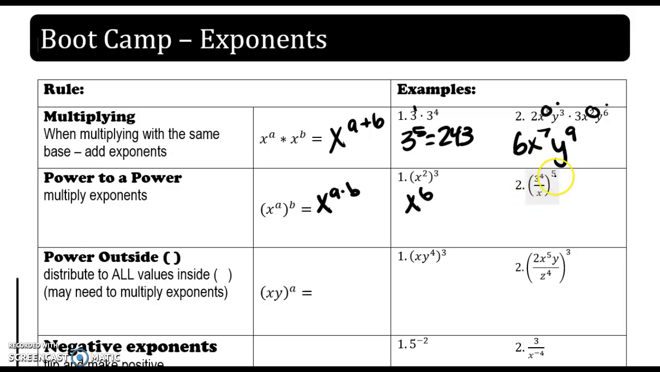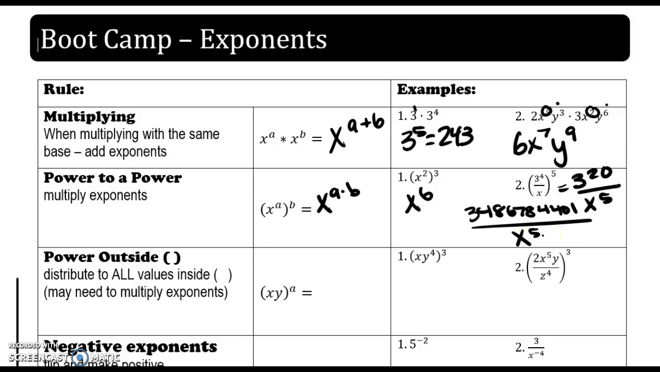This is 3 to the 4th raised to the 5th power, so you multiply 4 times 5, which is 3 to the 20th. And you can't forget this x down here. X also gets raised to the 5th power. So 3 to the 20th is a really long number. It is 3, 4, 8, 6, 7, 8, 4, 401, and that's all over x to the 5th.